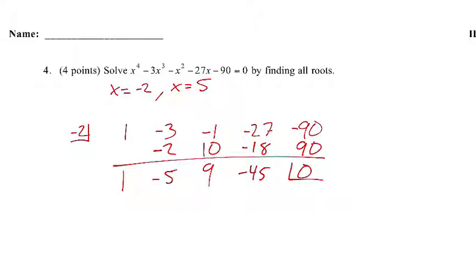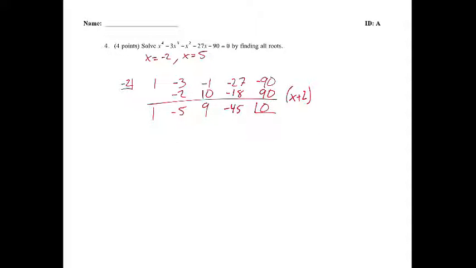So we just factored it out. X equals -2, so we factor out x plus 2, which leaves us with, let me zoom out a little bit so I have a little more room to work, x to the third minus 5x squared plus 9x minus 45. So we factored out one of our roots. Now let's factor out the other root that we know. We happen to know that x equals 5 as well, so let's factor that out.